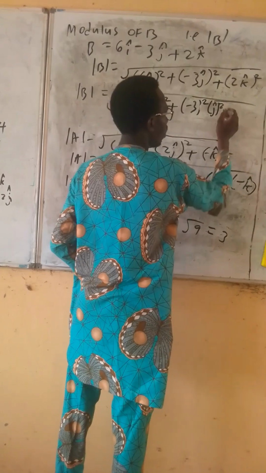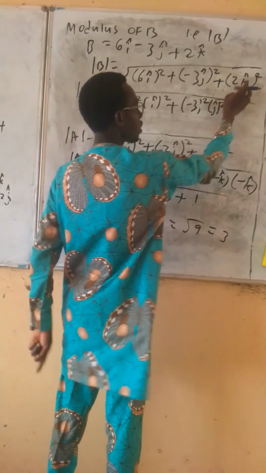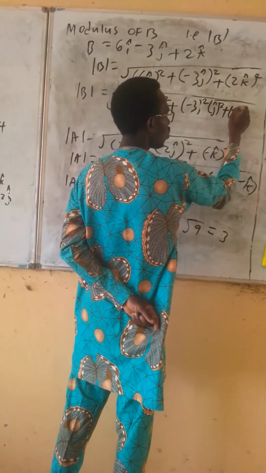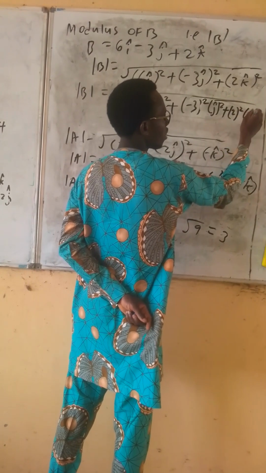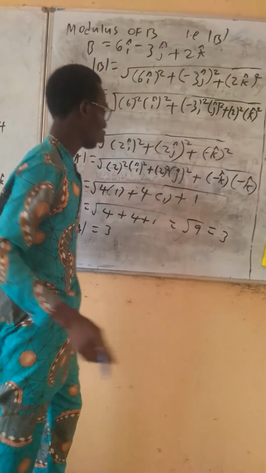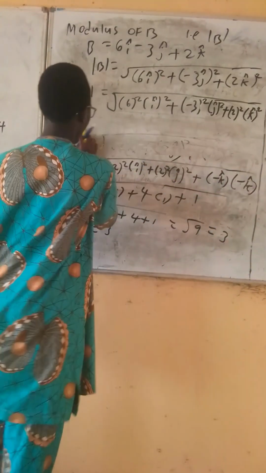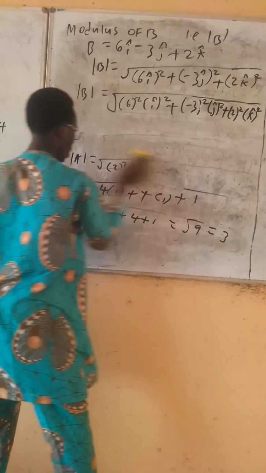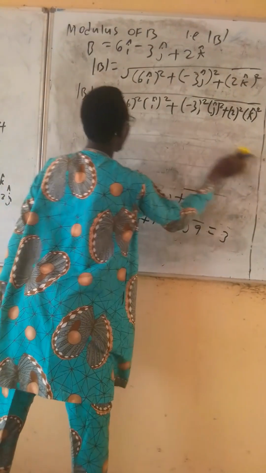So what next? We have plus 2k squared, which means 2 squared and k vector squared. Have you seen that now? So having seen that, let's proceed further in solving the problem.